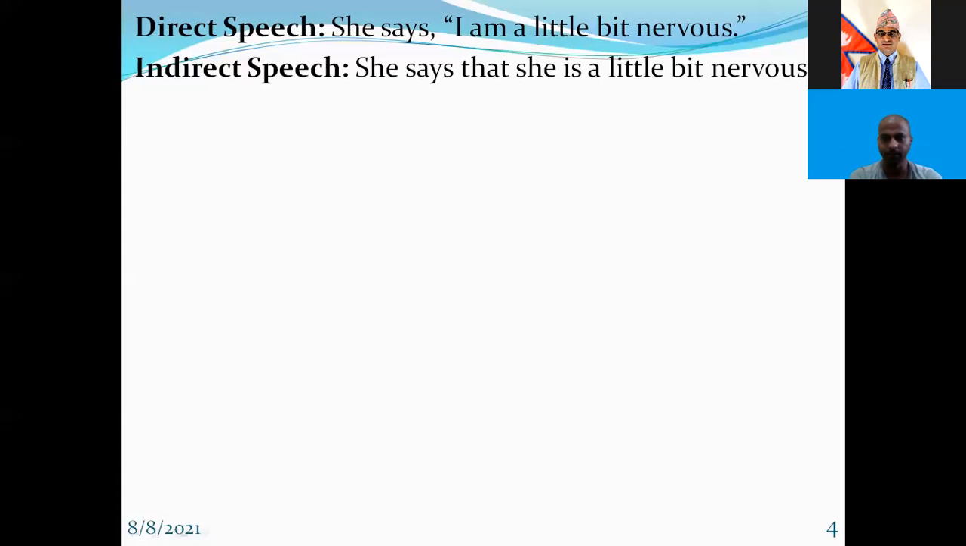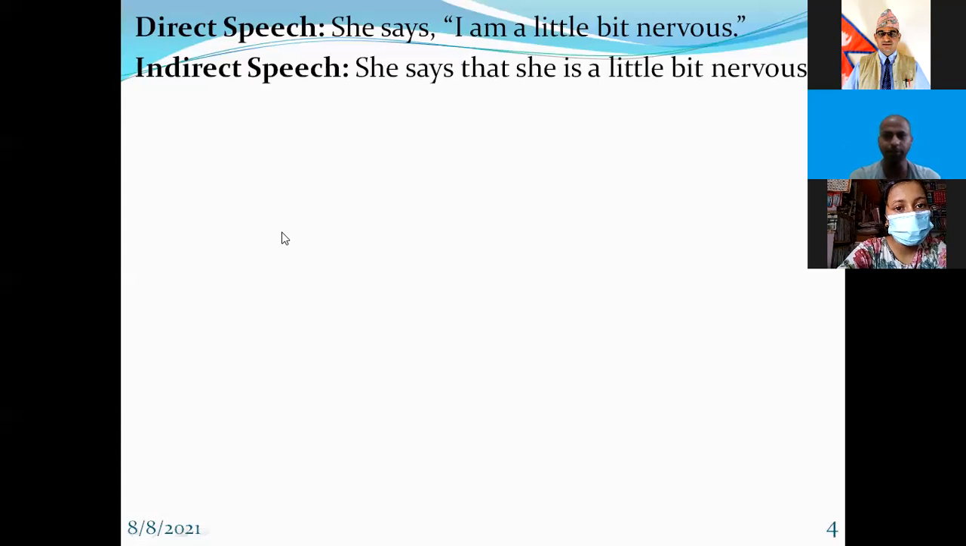Sir, I have one more question. Why not? Sir, what if we wrote there "states", S-T-A-T-E-S? Yeah, that is not wrong. That's correct. Your answer is 100% correct.